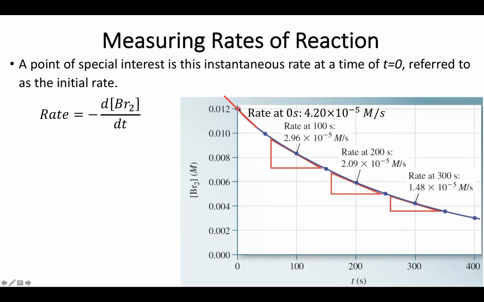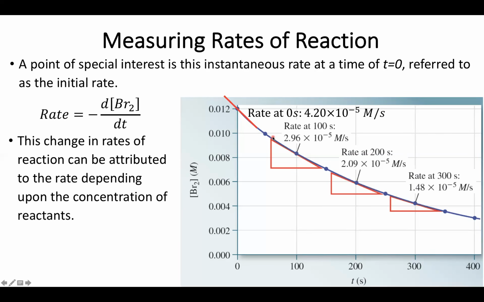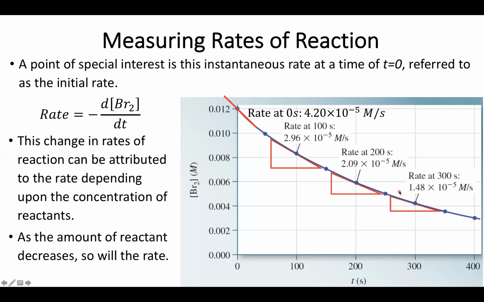However, one of the things that is worth noting here is that as we track this reaction, the rate is changing with time. So in this specific case, as time goes on, the rate slowly ends up decreasing. And one of the reasons why is that a lot of reaction rates are going to be concentration dependent. So as the amount of the reactant decreases, so will the rate. Our big goal is trying to figure out what is a good equation that represents that sort of behavior.